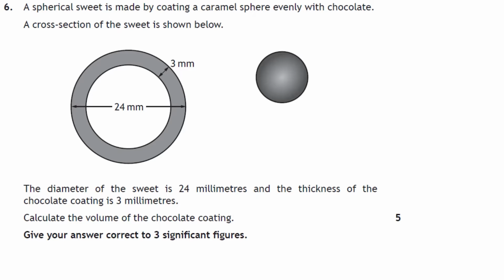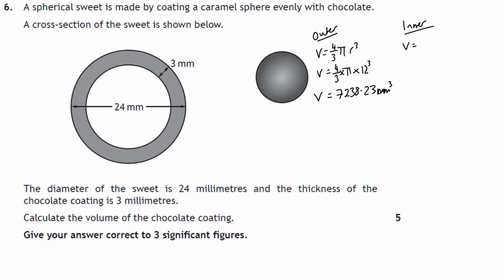Okay, so what we've got here is really two spheres. So we'll do the outer sphere first. So again, formulas in the formula sheet, 4/3 pi r cubed. So it's 4/3 times pi times the radius of the outer one, so that would be 12 cubed. And type that into a calculator. So 4 divided by 3 times pi times 12 cubed. That should be 7,238.23 millimeters cubed.